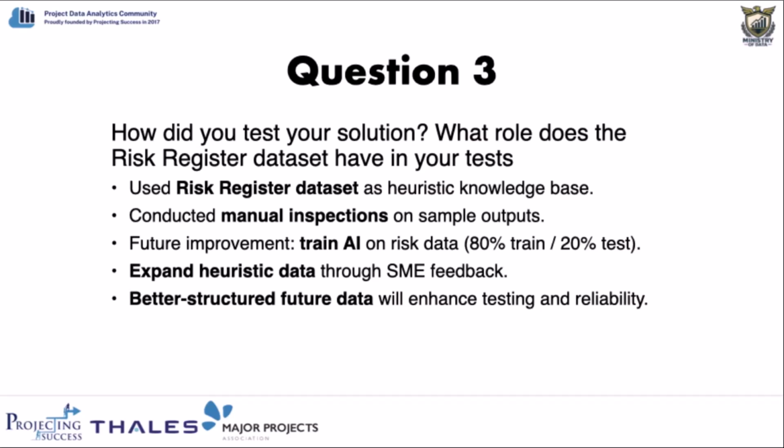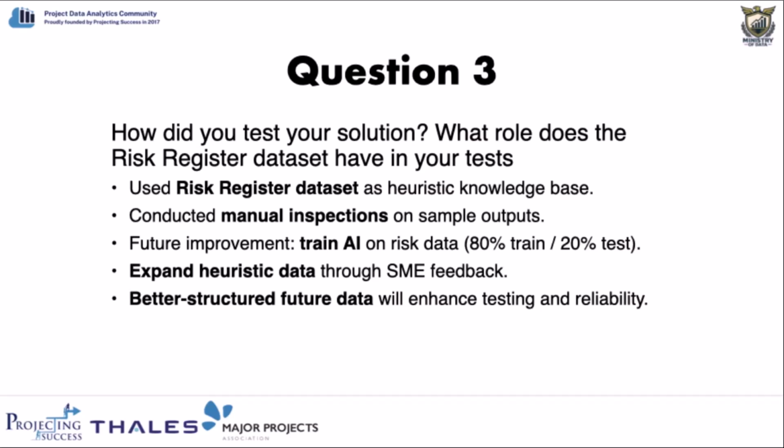For testing, we've used the risk register dataset as our core input. This serves as the AI's heuristic knowledge base. We then conduct manual inspections on a sample of the results to check accuracy and coherence. With more time, we'd look to train the AI agent directly on the risk data, perhaps use an 80-20 training and test split to validate its predictive accuracy over time.